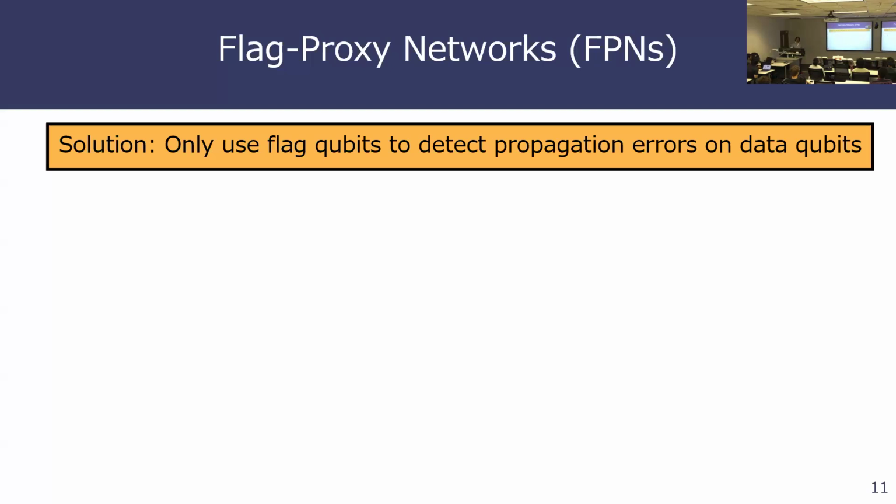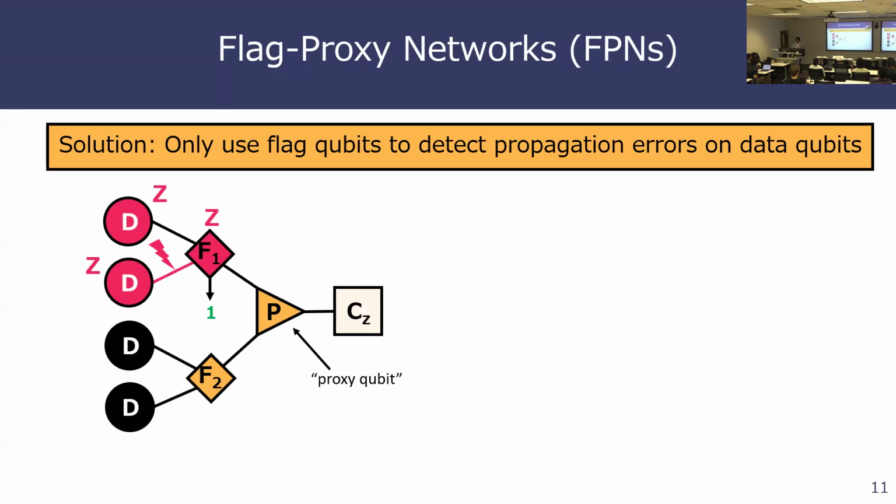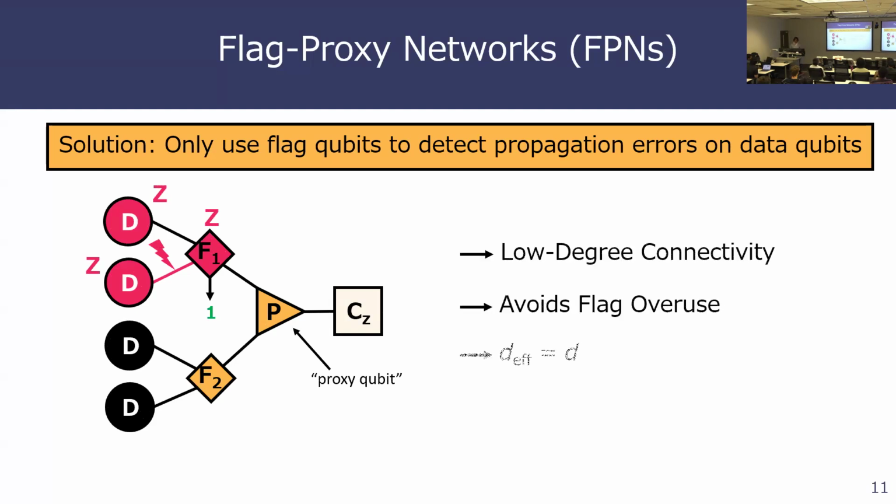So here's an idea. What if we have a different type of qubit? Let's use so-called proxy qubits. If I have two levels of indirection, anywhere beyond the first level, I'll just introduce something called a proxy qubit. Now, if I do have a propagation error, my proxy qubit won't give me any results regarding that. And even if anything happens, all is good. So the benefits of this so-called flag proxy network design, where we have a first level of flag qubits and higher levels of proxy qubits, is that it has low degree connectivity, it avoids flag overuse, and the effective distance is maintained. For more details on how these networks are actually constructed, please refer to our paper that will eventually be out.